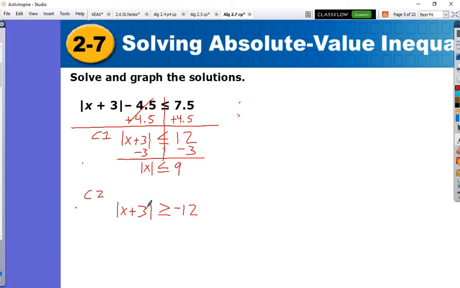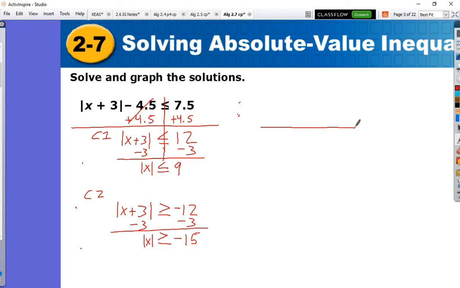Now we're going to solve case number 2. Same thing, minus 3, minus 3. Okay, so now we're left with the absolute value of x is greater than or equal to negative 15. Okay, there's our two answers. Now we'll graph it and you'll see why we had to change that around, why we had to flip that.